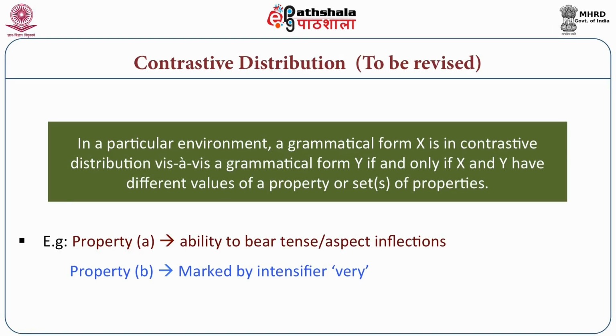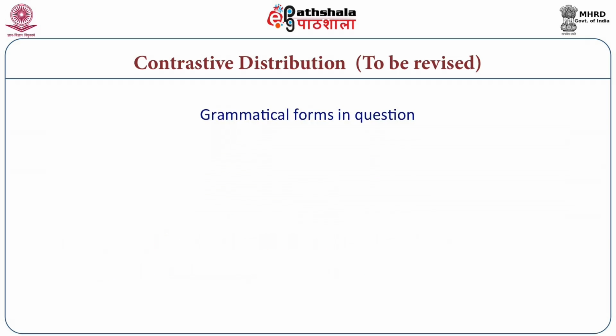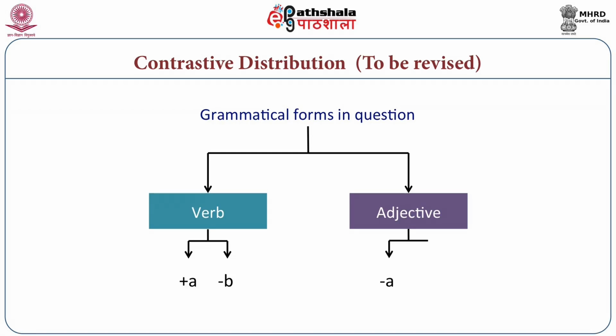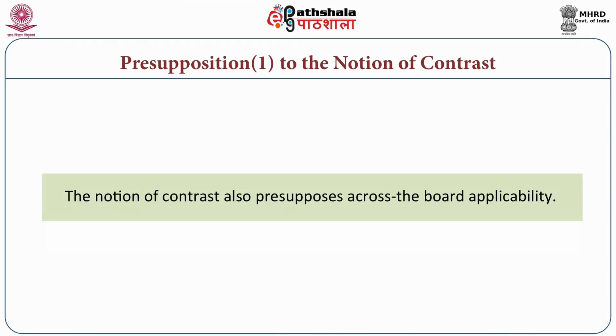This notion of contrast is usually formalized in linguistics as follows: you need to have a particular environment. You want to say that when you invoke the principle of contrast, a grammatical form X is in a contrastive distribution vis-a-vis the grammatical form Y if and only if X and Y have different values for a property or a set of properties. In linguistics, the principle of contrastive distribution is used to distinguish, say, adjectives and verbs by the property or the feature or ability to have tense or aspect affixes. An adjective, for a further property, could be that it is only adjectives that can be marked or co-occur with the category intensifier very. What this notion of contrast does is also presuppose an across-the-board applicability.